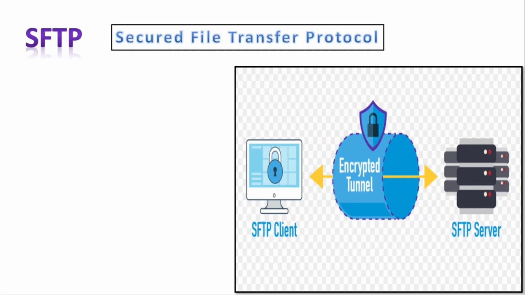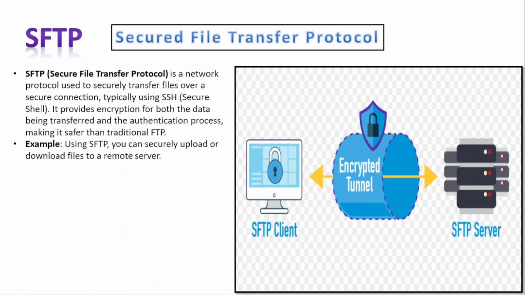SFTP, that is Secure File Transfer Protocol. SFTP, Secure File Transfer Protocol, is a network protocol used to securely transfer files over a secure connection, typically using SSH, that is Secure Shell. It provides encryption for both the data being transferred and the authentication process, making it safer than traditional FTP. Example: using SFTP, you can securely upload or download files to a remote server.